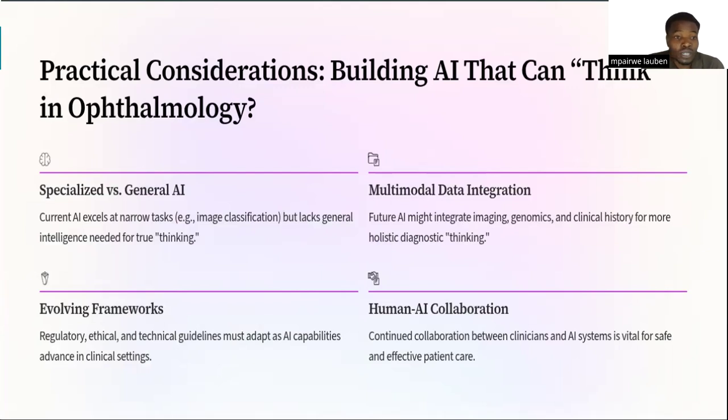Here we have specialized versus general AI. Current AI excels at narrow tasks like image detection, but it lacks the general intelligence needed for true reasoning. Then we look at multimodal data integration. Future AI might integrate imaging, genomics, and clinical history for more holistic diagnosis. This is really great. Then we look at evolving frameworks, like regulatory, ethical, and technical guidelines. They must be adapted as AI advances in clinical settings. We also look at human-AI collaboration. There needs to be continual collaboration between clinicians and these AI systems for safe patient care.